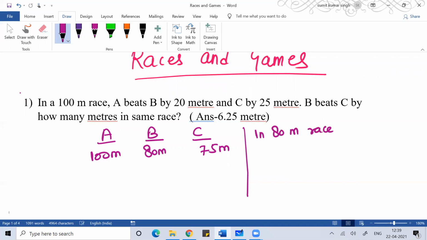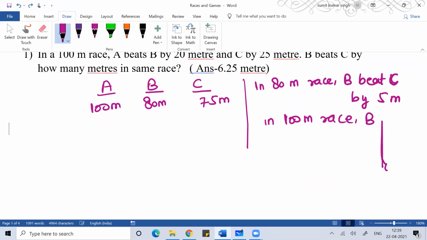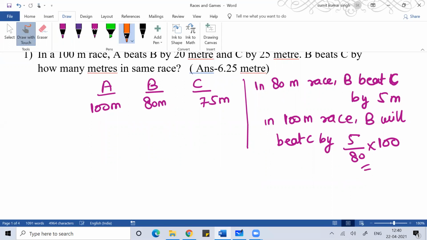Then in an 80-meter race, B has beaten C by 5 meters. You can understand this. So I can say that in a 100-meter race, B will beat C by how many meters? That will be 5 by 80 into 100. So we just need to solve it. This is 5 times, this is 4 times. This will be 25 by 4 meter, or this is nothing but 6.25.